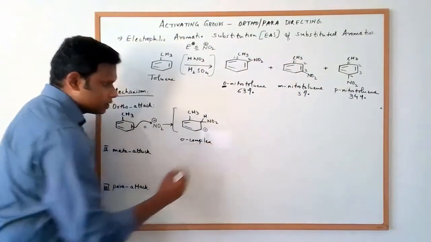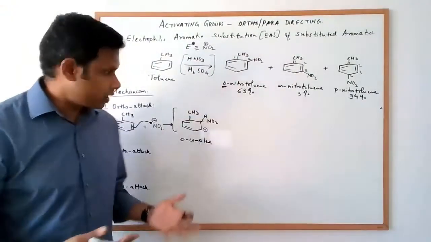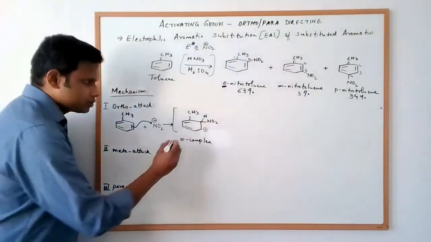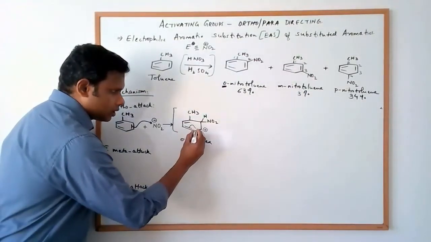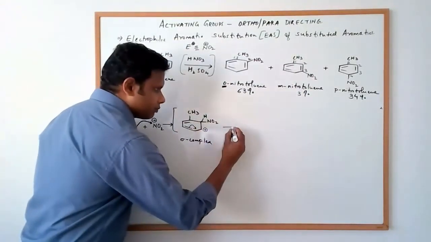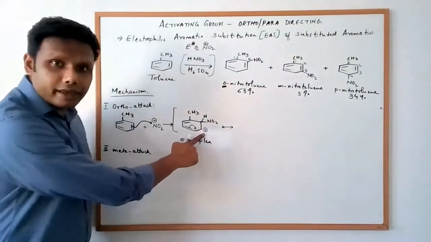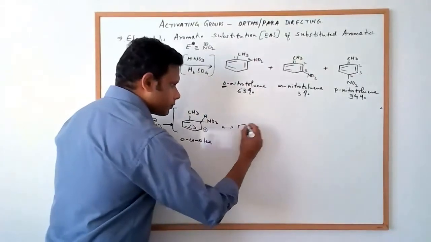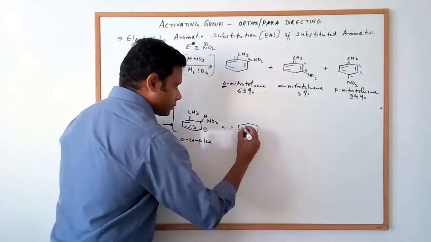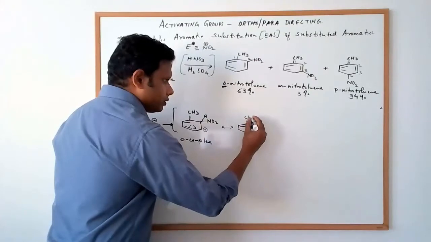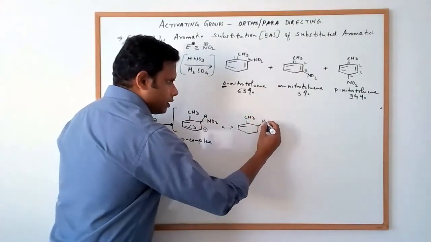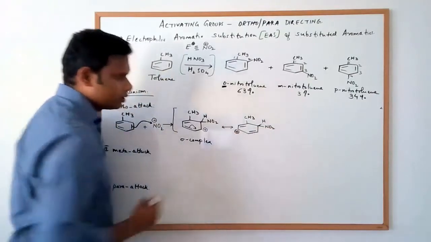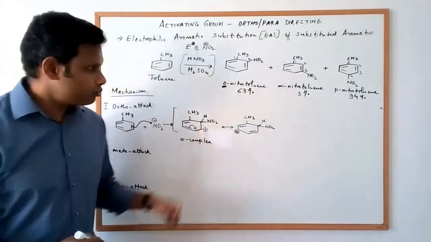And as we know, the sigma complex is resonance stabilized. So we can draw various resonance forms for this sigma complex. So let's draw them out. So we can start with this pi bond, move it over, because this carbocation is allylic in nature, we can push that pi bond over. So we'll get the methyl group here, H, and nitro group here. We have a double bond here, and now the carbocation has moved.